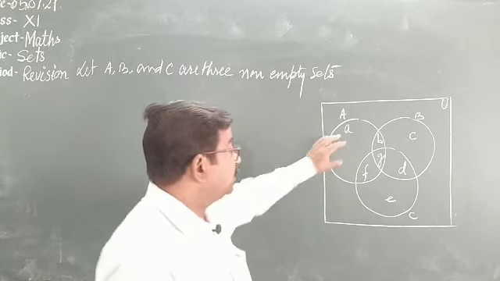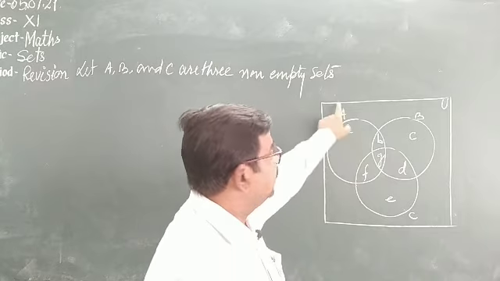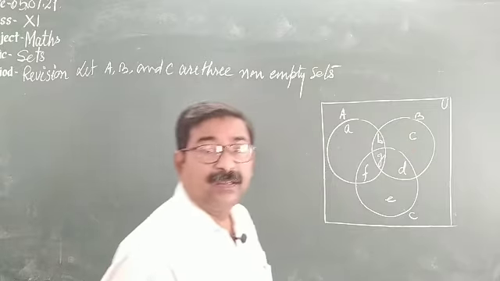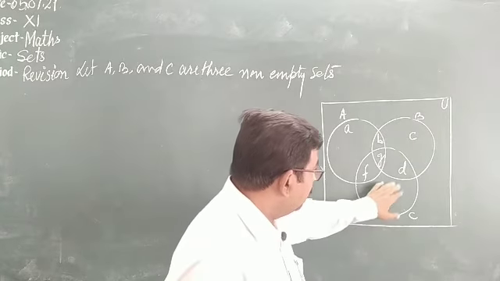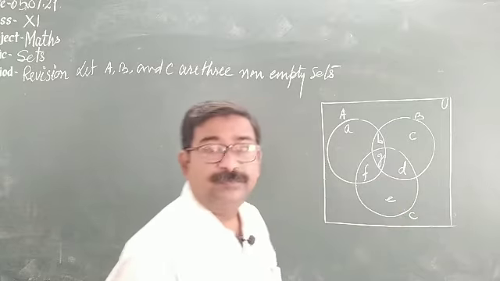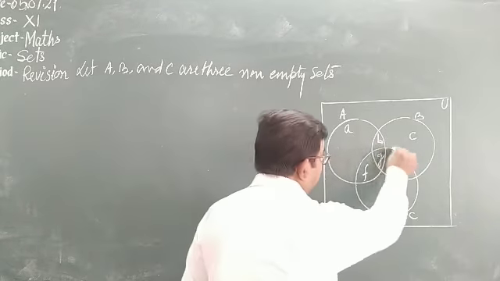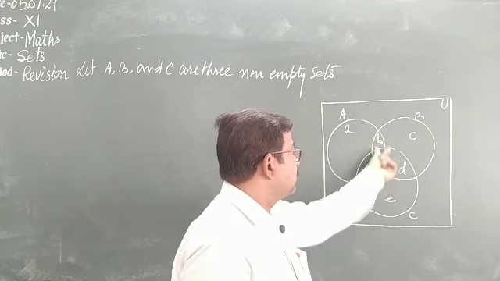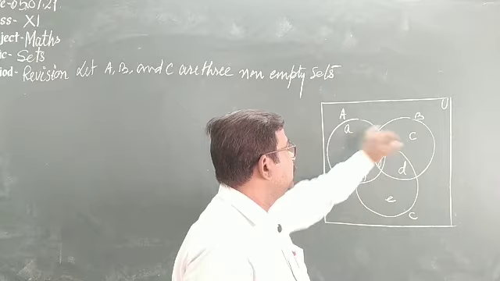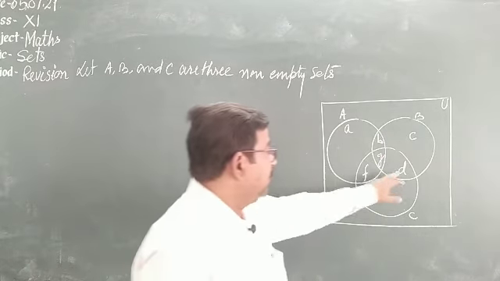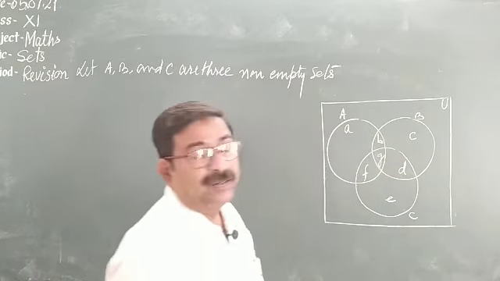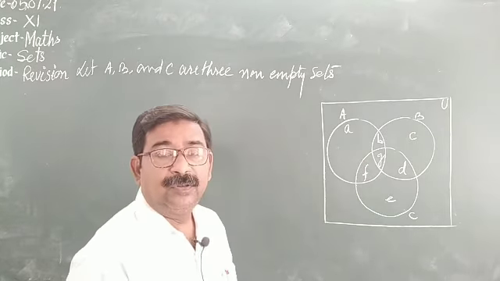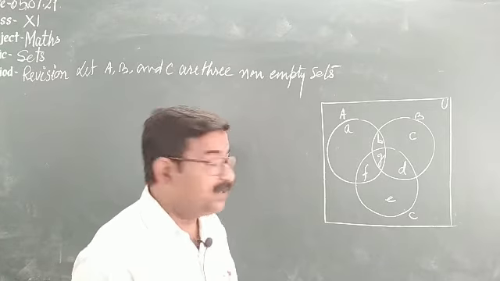Here, see, this portion A is only set A, this portion C is only set B, this section E is only set C, and this portion G is common in all three. See, B plus G is what? B plus G is common in sets A and B. D plus G is common in sets B and C. F plus G is common in sets A and C. So we have different sections in it.